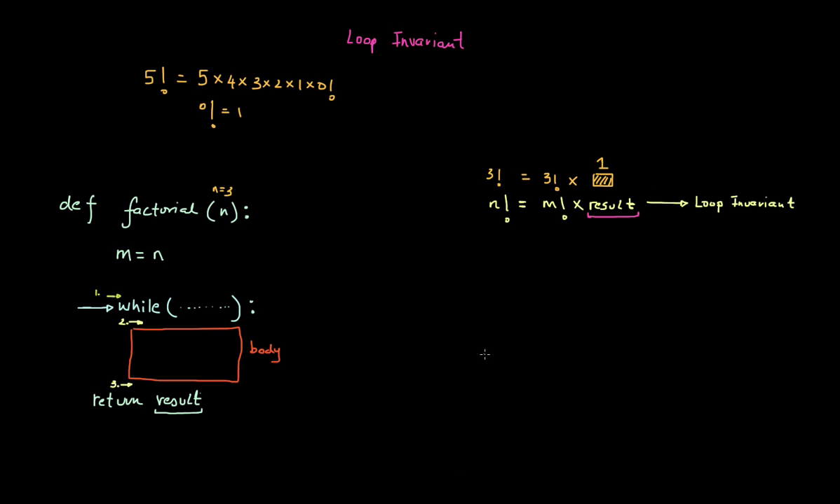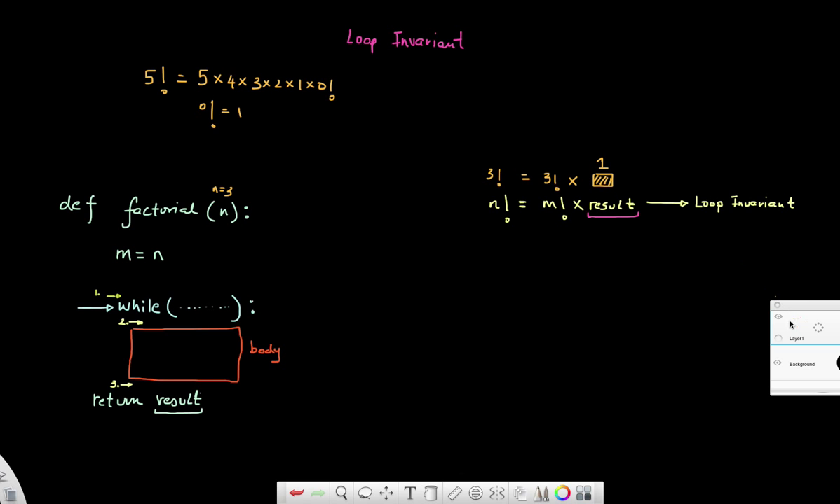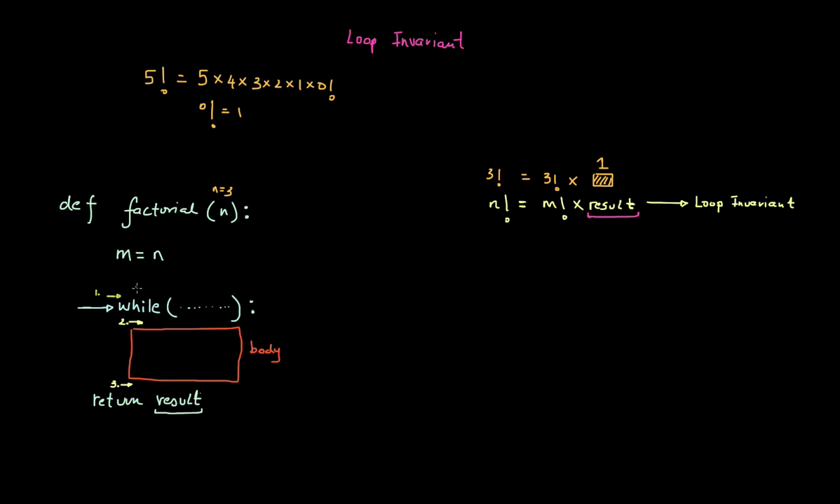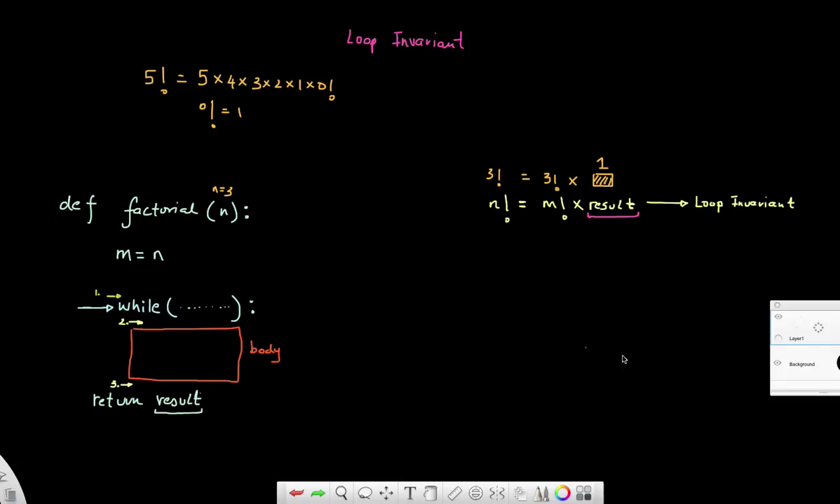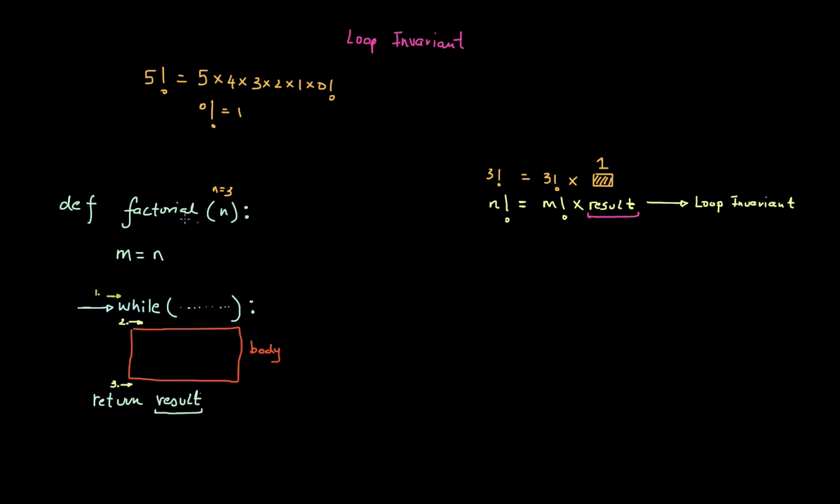So what I know at this point is that just before the loop begins, I must declare my result as being equal to 1. So if I make my result equal to 1, and let me be consistent with my colors here, let's say result equals 1. If m equals n and if result equals 1, at this point 1, just before the loop begins, my loop invariant is valid.